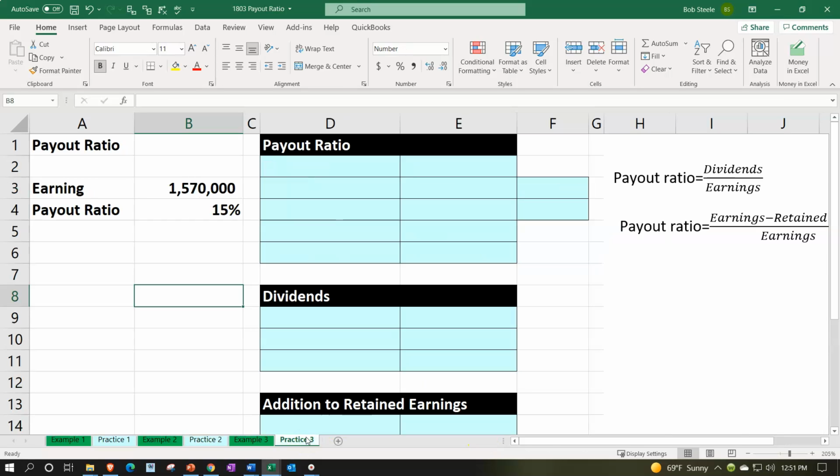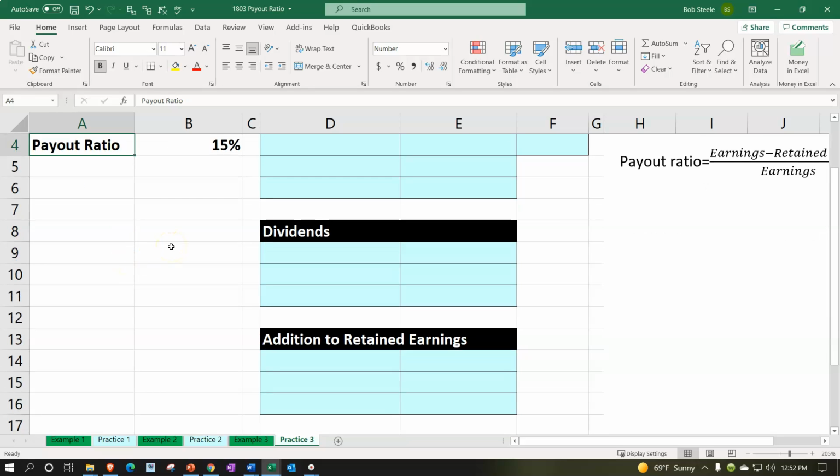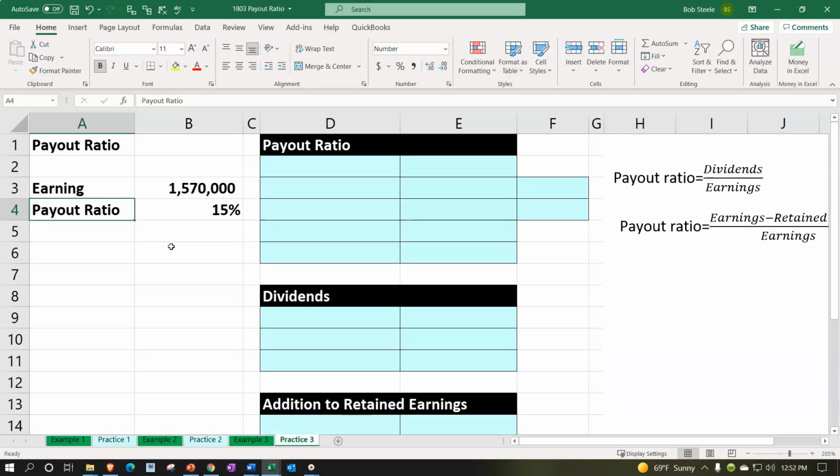This is going to be slightly different, so we're on the practice problem 3 tab this time. Now this time we're given the earnings and the payout ratio. And so if we're given the earnings and the payout ratio, we can then figure out the dividends, and we can figure out the addition to retained earnings, are the two things we can figure out. So we want to know the relationship between these types of calculations and be able to use our algebra to, in essence, back into these.